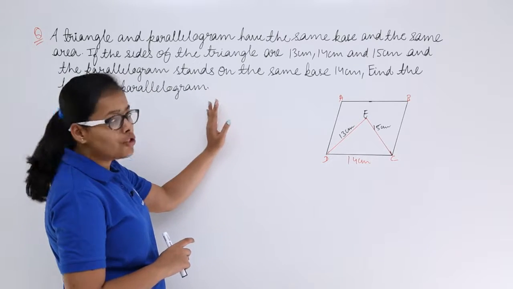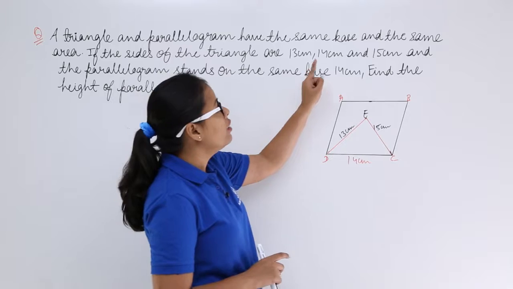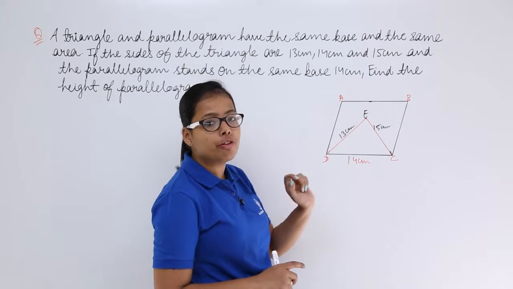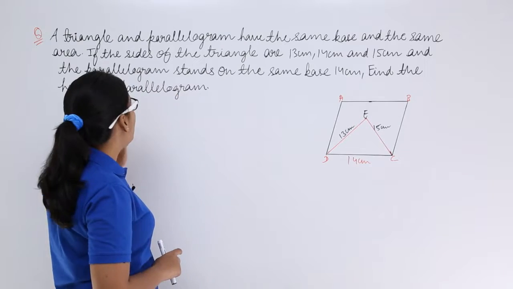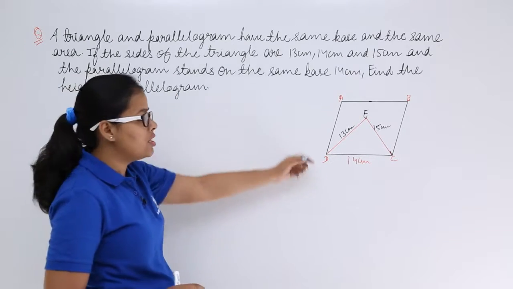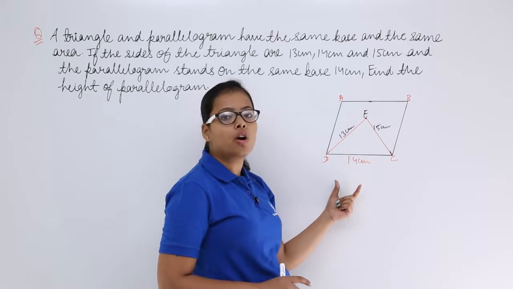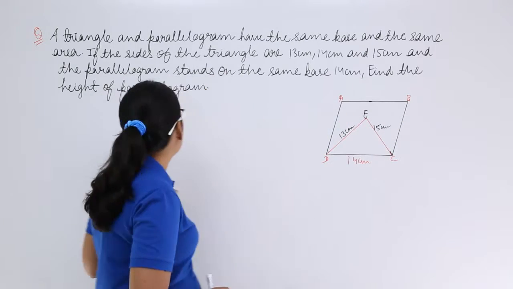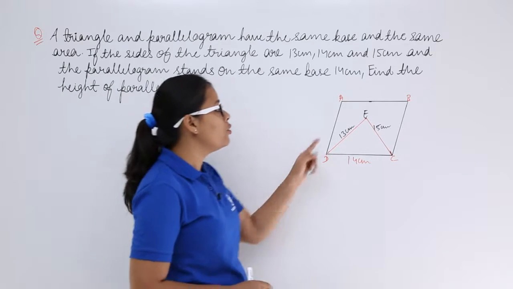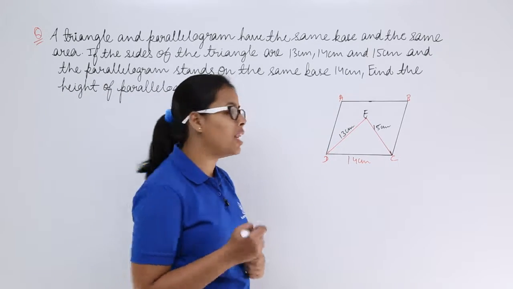If the sides of the triangle are 13, 14 and 15, you can see here 13, 14 and 15, and the parallelogram stands on the same base 14 centimeter. You can see here this parallelogram is standing on 14 centimeter. Now find the height of the parallelogram. What you need to do here is find the height of this parallelogram.